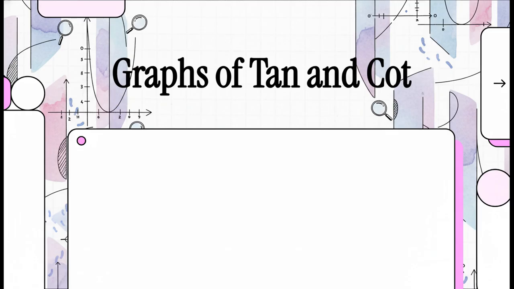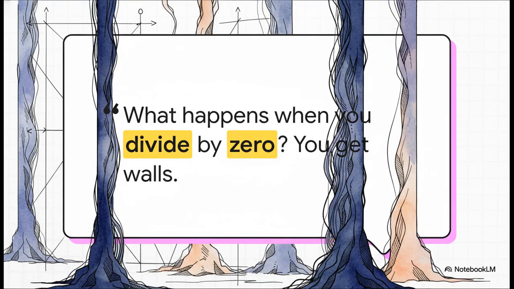Let's dive in. It all comes down to this one kind of forbidden idea in math, right? What happens when you do the one thing they always tell you not to do? Divide by zero. Well, the function doesn't just give up. It throws up a wall, a massive, infinite barrier. And our mission is to figure out exactly where these walls are.